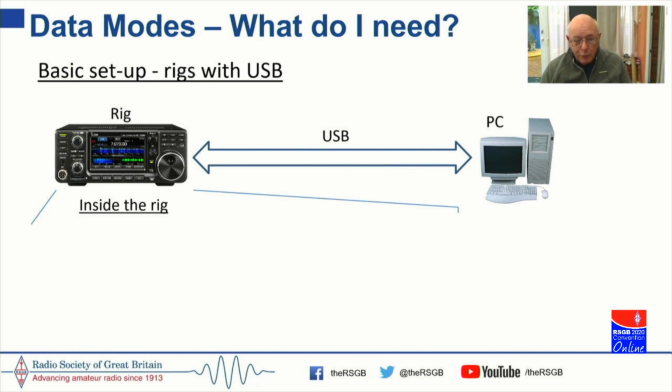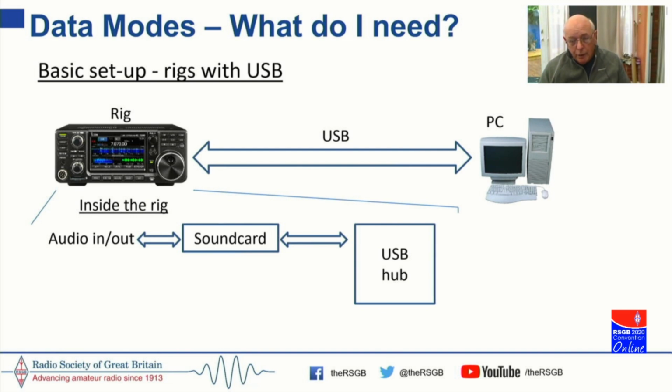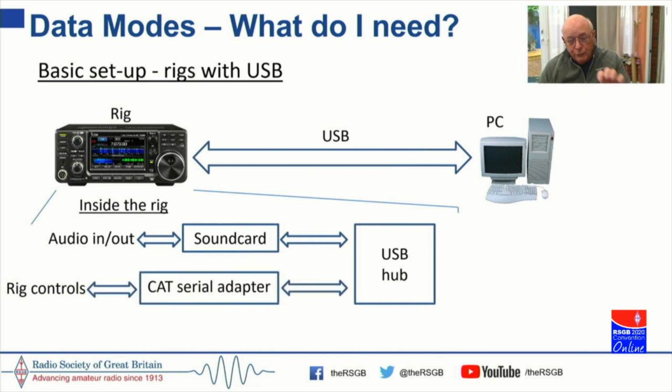So this is an approximation of what most rigs would have inside in order to do that. So the audio in and out from the transceiver would be sent to an internal sound card within the rig, where it will be digitized and sent to a USB hub, which is also inside the rig. Then for computer control, you would have whatever system they use for controlling the rig connected to a serial adapter, which then connects to the USB hub. And then finally is the cable you see between the USB hub and the PC.